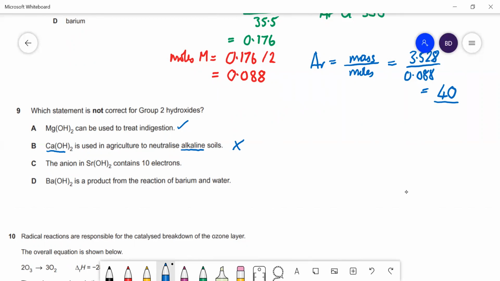Let's just check that though. The anion in strontium hydroxide contains an electrons. Well, the anion is OH minus, right? Oxygen has got atomic number 8, so it's got 8 of its own electrons. Hydrogen has got 1 electron, and you've got this extra one here, so that is 8 plus 1 plus 1, that's equal to 10 electrons. That's true. Barium hydroxide is a product from the reaction of barium and water. That, of course, is true. So B is the wrong answer there.